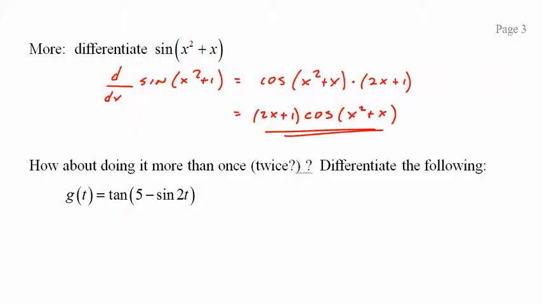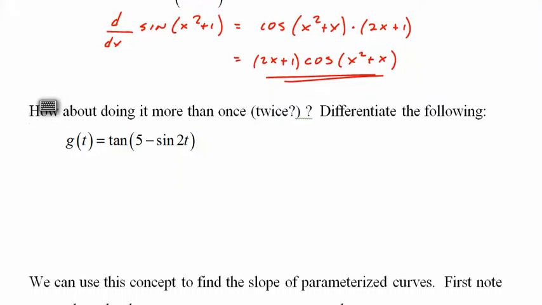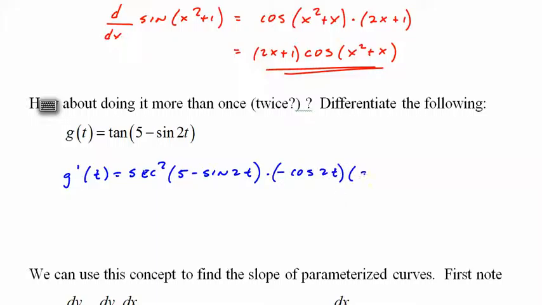So, like I said, hey, no problem, I'm good at this. Yeah, now we're going to have to do it again and again and again. Differentiate. G prime of t equals secant squared 5 minus sine of 2t times the derivative of the inside, which is negative cosine of 2t times the derivative of the inside of that, which is 2. Negative 2 does not matter what order I put this in. I'm going to keep the cosine of 2t out front.